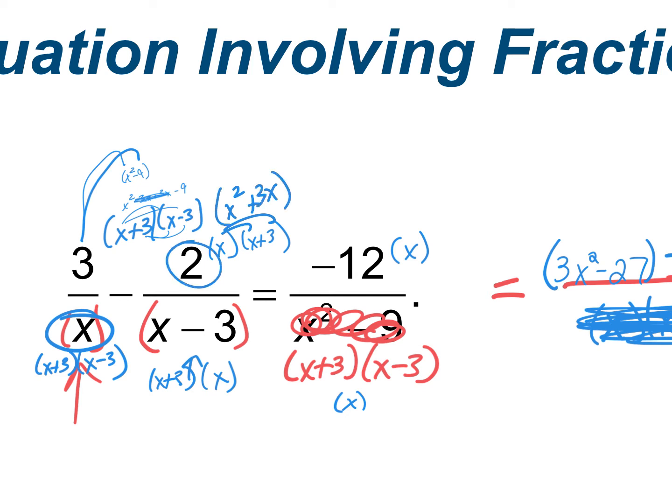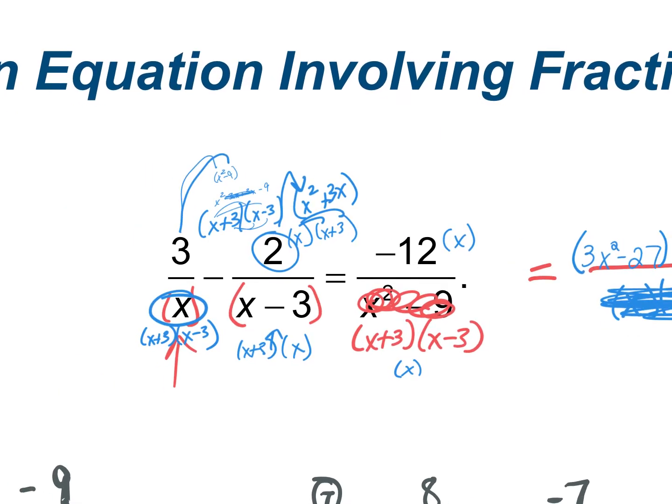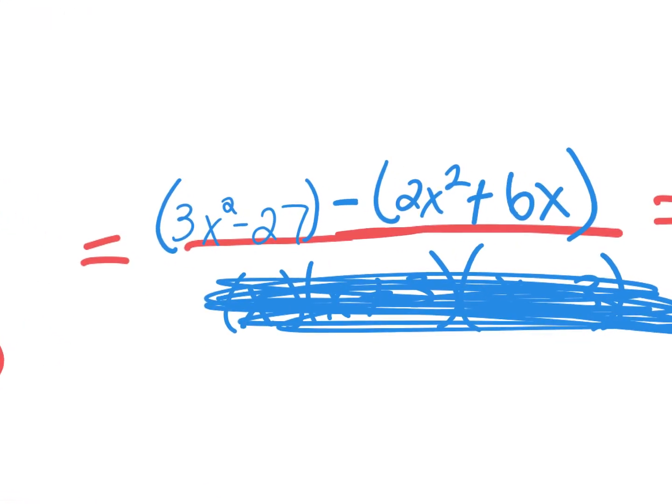And then what do I need to do with this 2? I'm going to distribute it. So 2, and here I have 2x squared plus 6x. Okay? That's on the left side of my equation. This is messy, I get it. But once we do a couple more, you'll be okay.